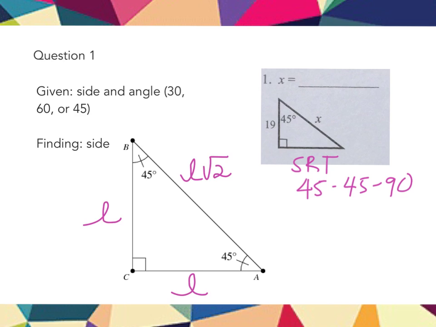Then if we look at the problem in number 1, we're given one of the legs, so it's really easy to find the hypotenuse. If the leg is 19, x, the hypotenuse, has to be 19 root 2. So that's the answer to number 1.